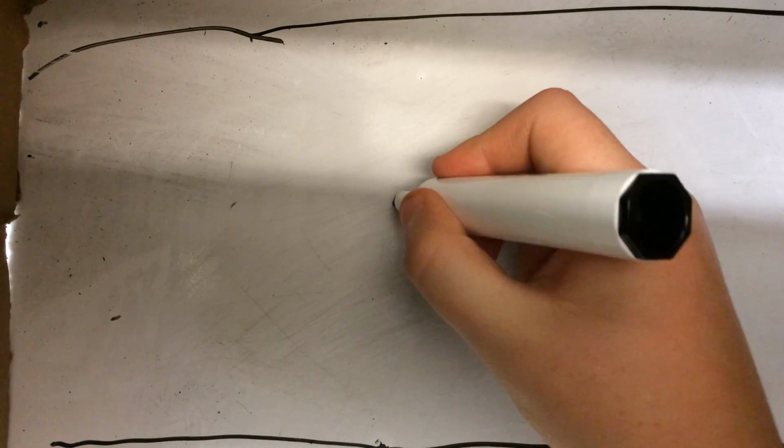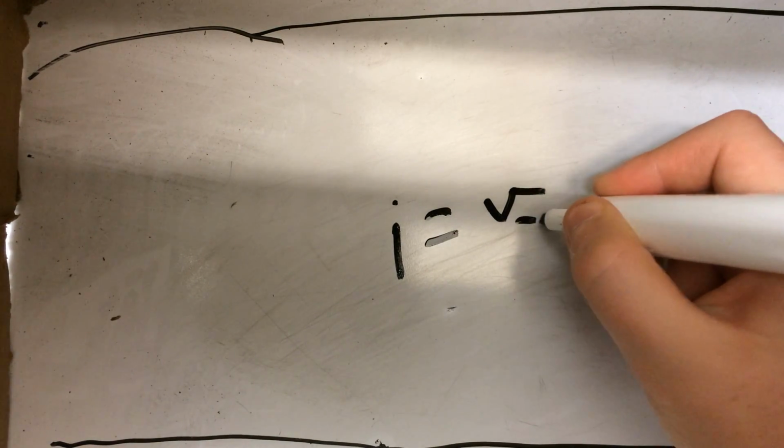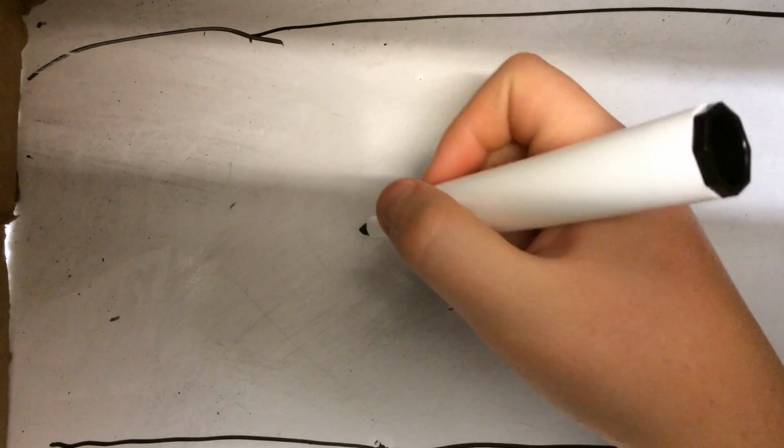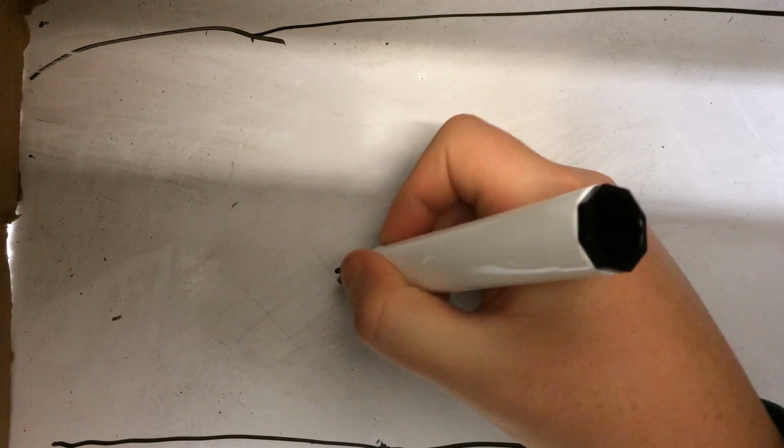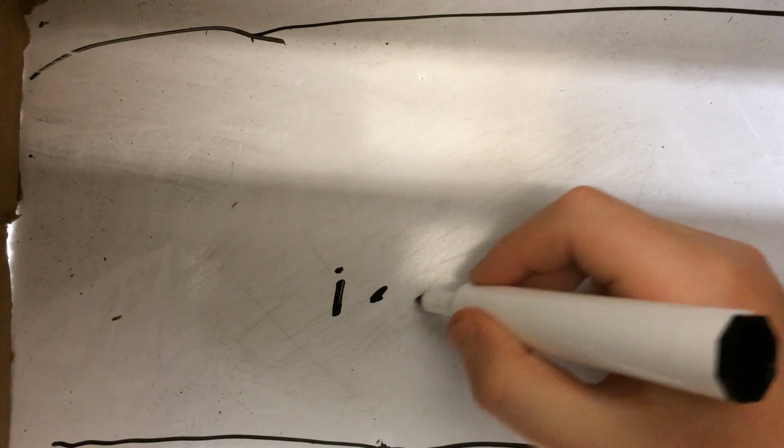Well, I'll show you. There is no real number for the square root of negative 1. But there is an imaginary number, which is a number that doesn't exist, but it kind of does exist, which is called i. So i is equal to the square root of negative 1. Now, since we know that the square root of negative 1 is i, now we can simplify the other equation to this.